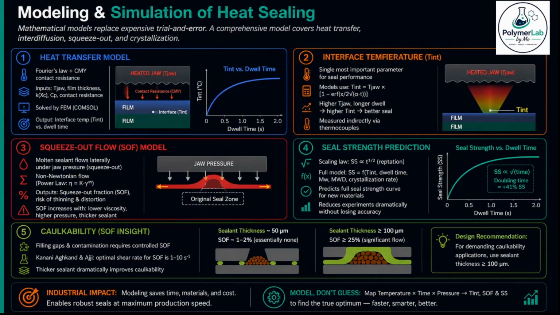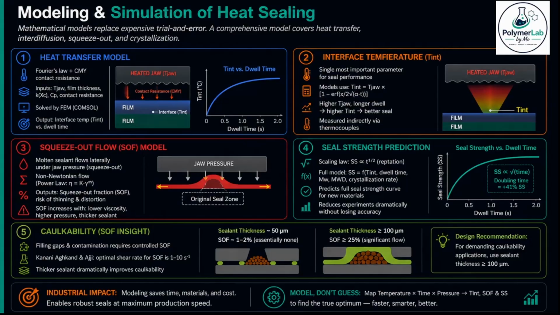The squeeze-out flow model treats the molten sealant as a non-Newtonian fluid and calculates how much material flows laterally out of the seal zone under jaw pressure. For most sealants, the power law model fits well: viscosity equals K times shear rate to the power of n. The results tell you the squeeze-out fraction, what percentage of the original sealant thickness flows out, and whether you are at risk of seal thinning or distortion at a given temperature and pressure combination.